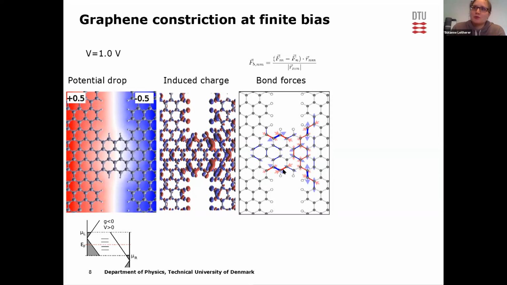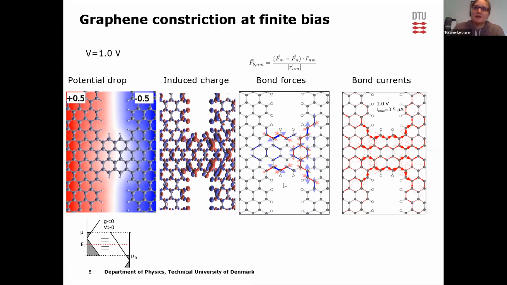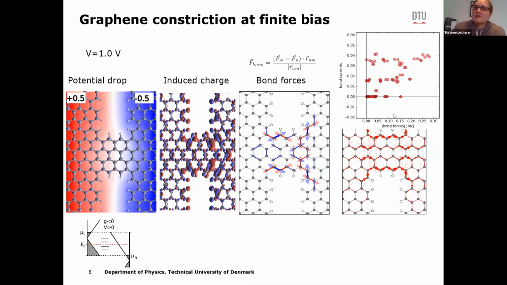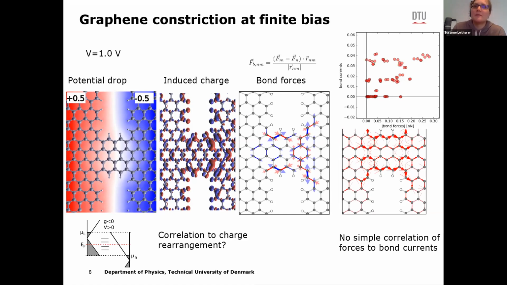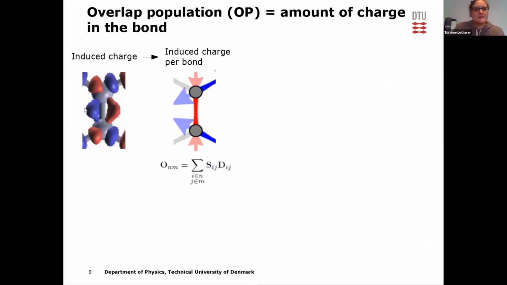We wanted to relate this force pattern to other quantities in the system. For this we have, for example, calculated bond currents, so the current through a bond. This is a scatter plot of bond currents over these bond forces. And we couldn't find a very simple correlation, or at least no clear correlation. So we wanted to connect it to this charge picture, and to simplify these induced charges, we also project them onto the bonds.